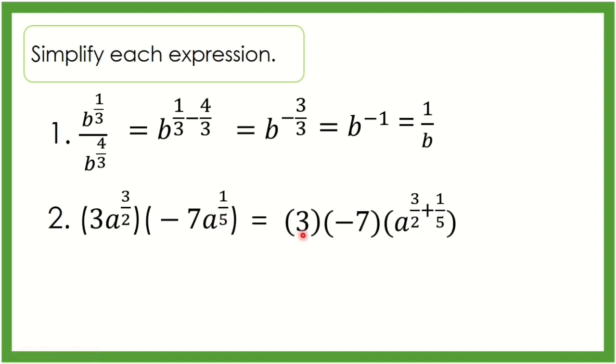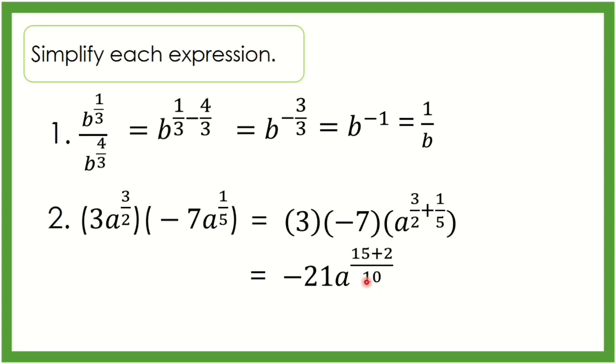So we have 3 times negative 7, and then a raised to 3 over 2 plus 1 over 5. We have 3 times negative 7 is negative 21. And then, magkaiba yung kanilang denominator. So, these are dissimilar fractions. So, kunin natin yung least common multiple ng denominator. So, 2 and 5, ang least common multiple nila is 10.